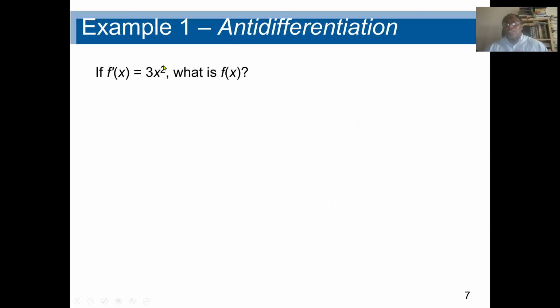How do I get 3x squared? It means I have x cubed. When I have x cubed, the exponent comes to the front as the coefficient, then the new exponent will be 3 minus 1. So x cubed will give me 3x squared. But again, x cubed plus 10, x cubed plus 2, x cubed plus 1, all the answers will be 3x squared. So the answer will be x cubed plus c.